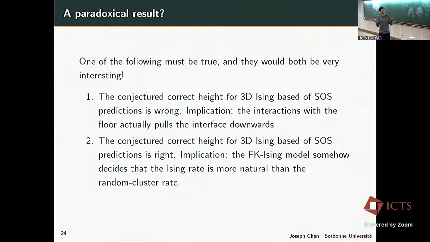You can just say you have this FK model with wired boundary conditions, conditioned to disconnect. And then if you ask what is the height of the interface there, it's going to be given by the Ising rate, some large deviation rate in the Ising model. I don't see any reason why the model should somehow pick out the Potts rate to be the correct one over the FK rates. But that's what would be implied if the conjecture is correct. So one of these 2 cases must be true, and I think they'll both be very interesting phenomena. And that concludes my talk.